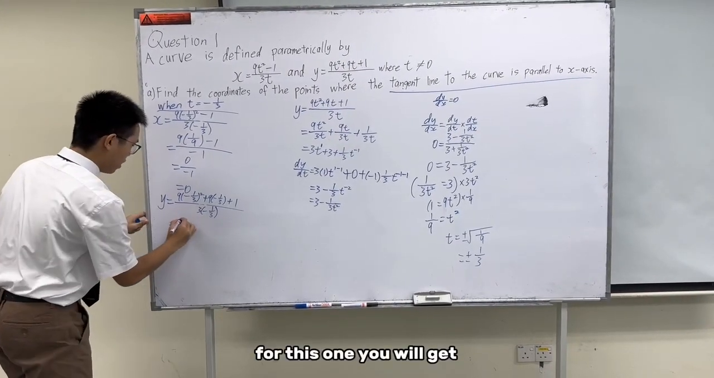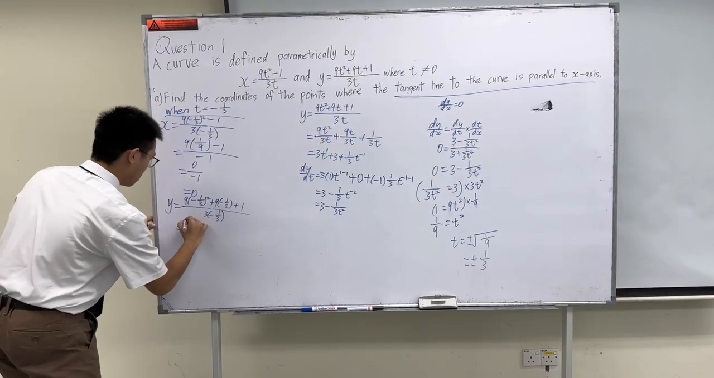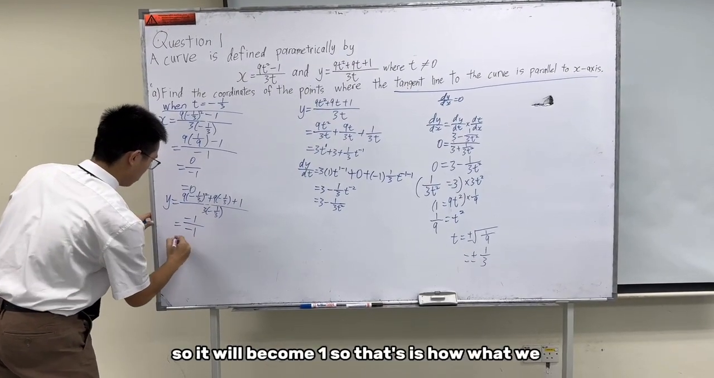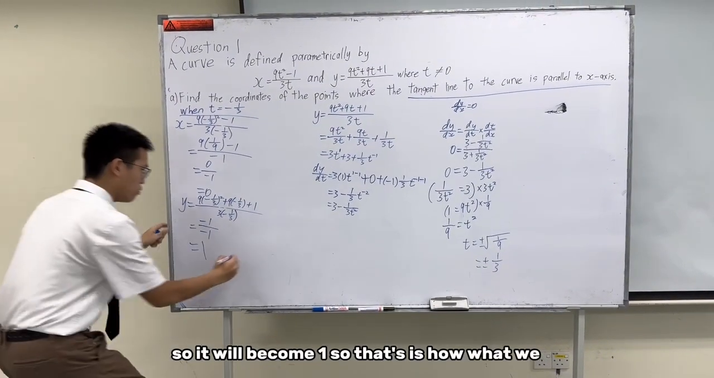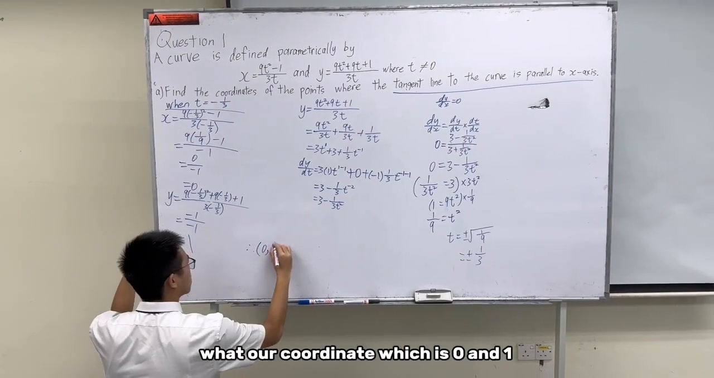So for this one, you will get negative 1 and negative 1. So it will become 1. So that is our coordinate, which is 0 and 1.